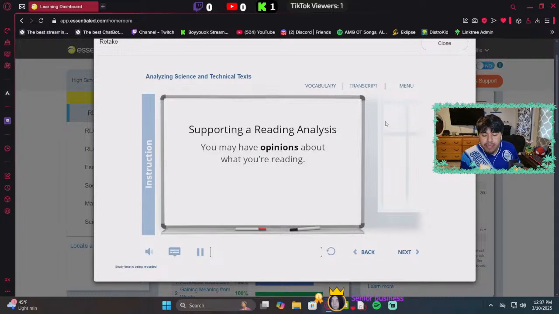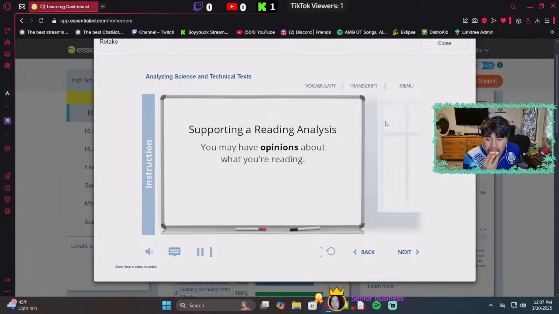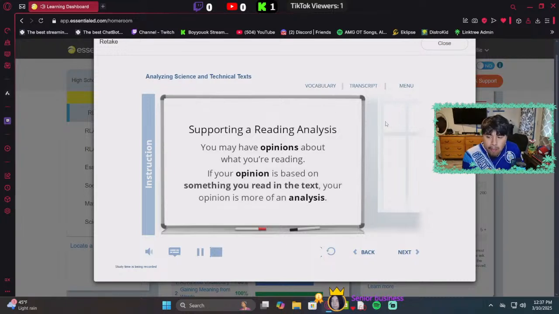As you read a text, you may have opinions about what you're reading. If you're reading a cake recipe, you might conclude that the recipe isn't vegan. If you're reading a weather report, you might have an opinion about what the weather is like. If your opinion is based on something you read in the text, your opinion is more of an analysis.